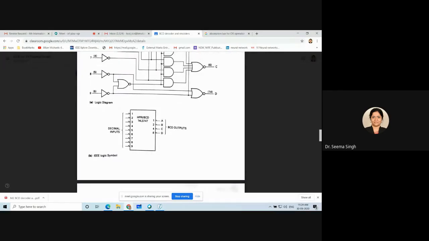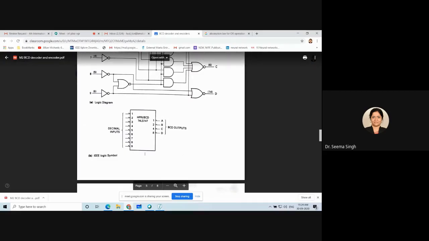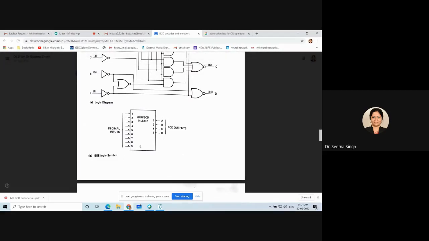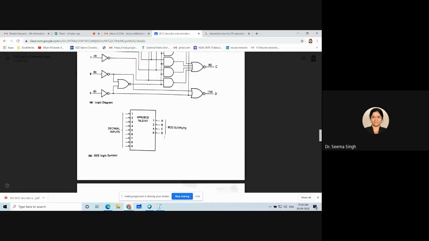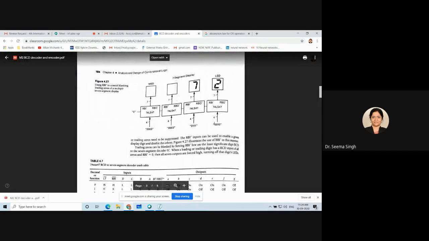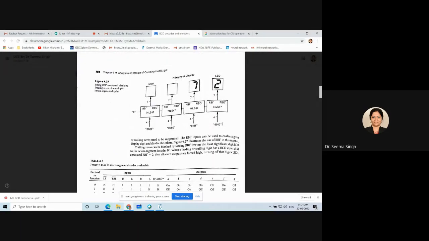This IC is 74LS147. You can see this is an active low input and active low output. I told you that I am planning to give only a decimal input, so I will give a decimal input to this. It will give me an active low BCD output here, and this ABCD will be connected to this specific 4-line input, and then you will get what I am asking.